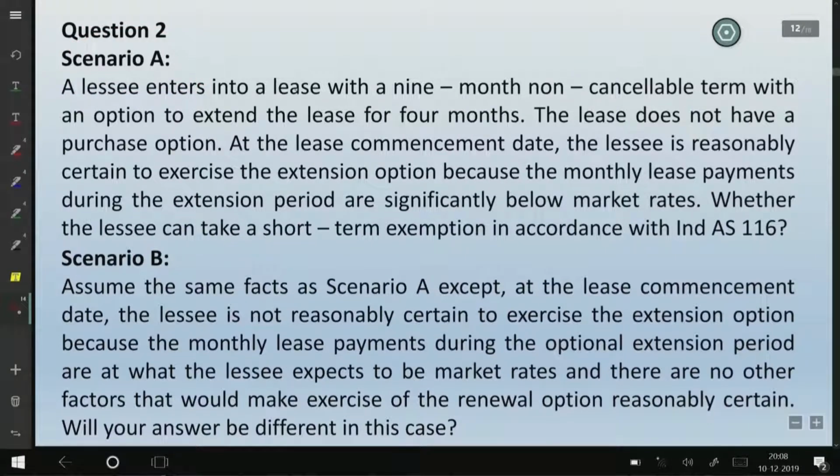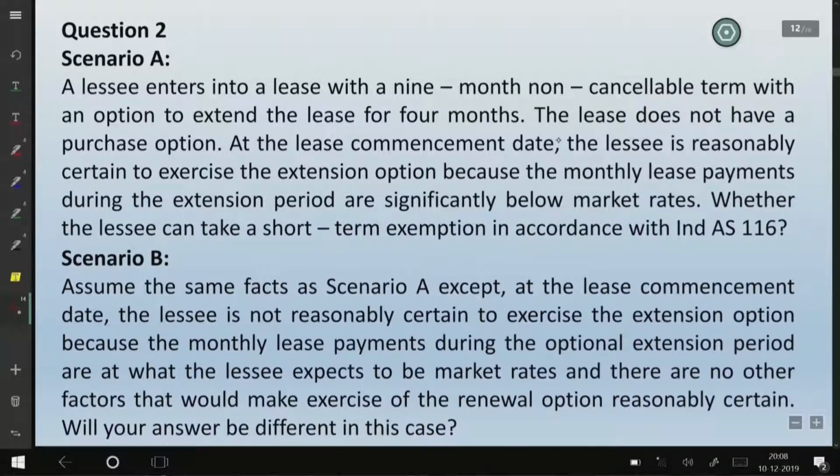A lessee enters into a lease with a 9-month non-cancelable term with an option to extend the lease for 4 months. So what we find originally is 9 months is the original period and the lease can be extended by another 4 months. So 9 plus 4 will be 13 months, provided the lessee is exercising the option of extension. Further it says the lease does not have a purchase option, and at the lease commencement date the lessee is reasonably certain to exercise the extension option.